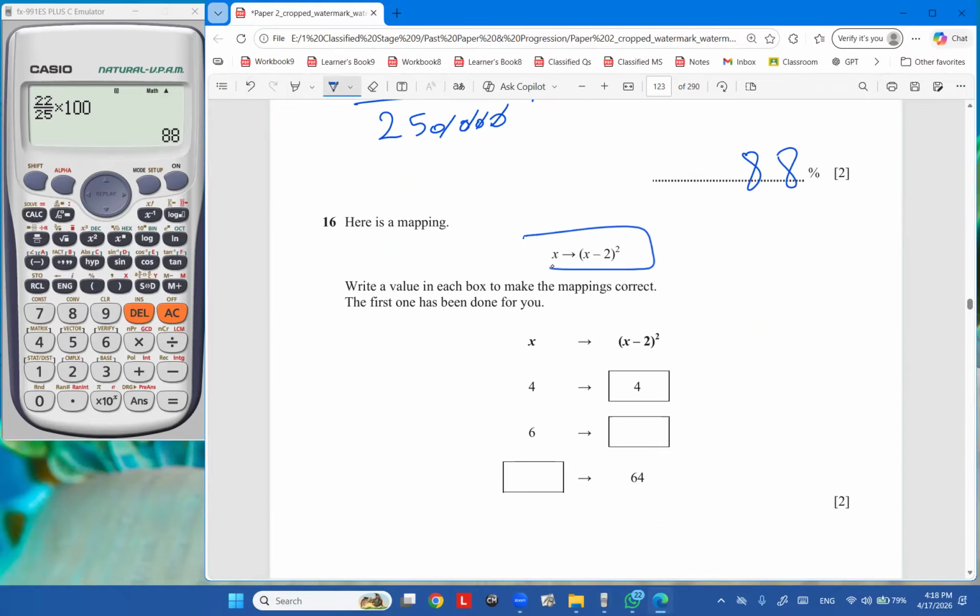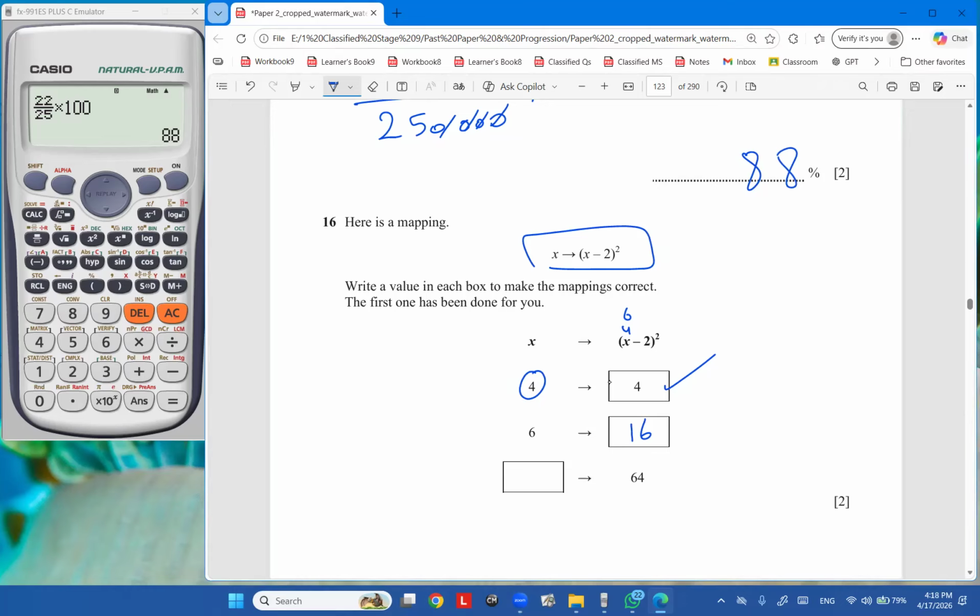Here they're telling you that if x is 4, then 4 minus 2 is 2, and 2 squared is 4. But if x was 6, then 6 minus 2 is 4, and 4 squared is 16. But they're telling you the answer is 64, so you're going to need to go backwards.